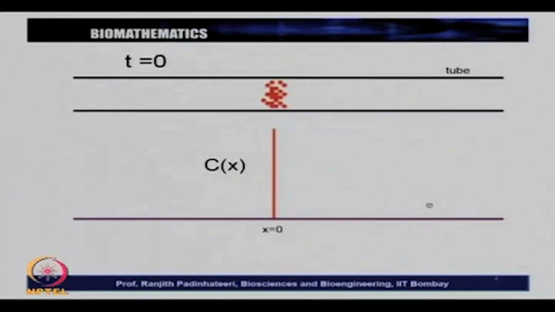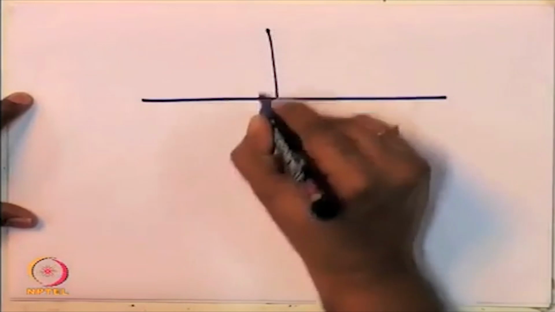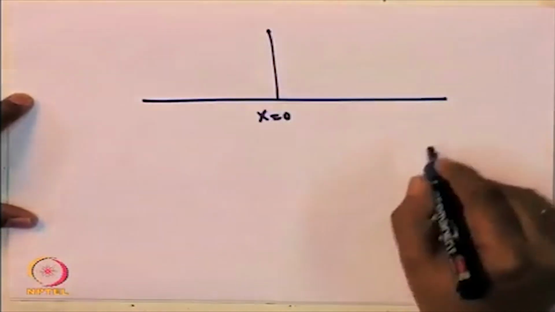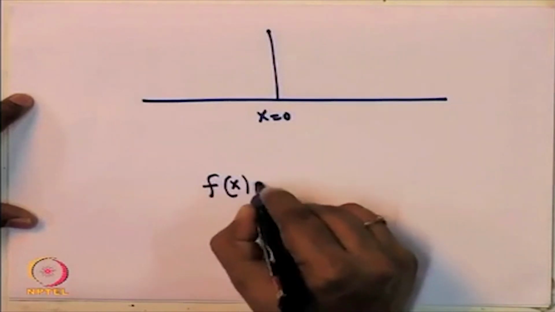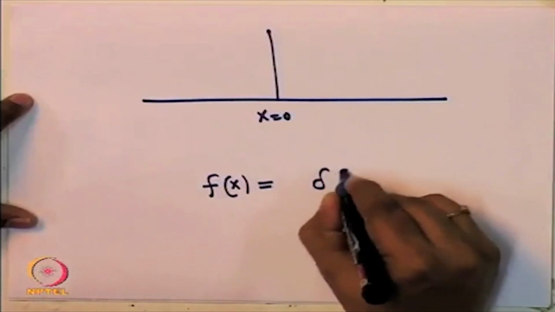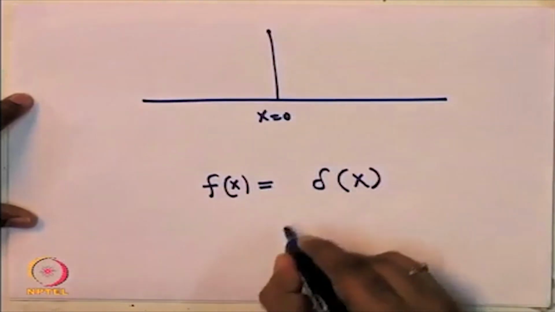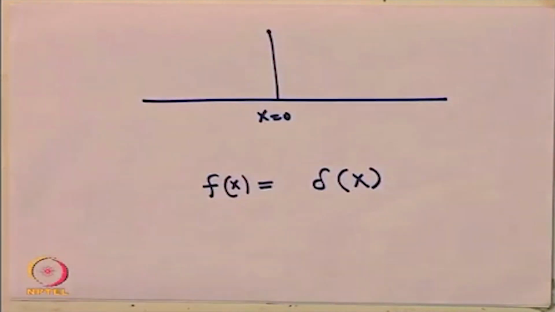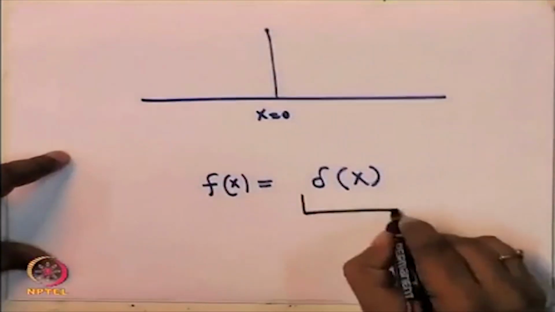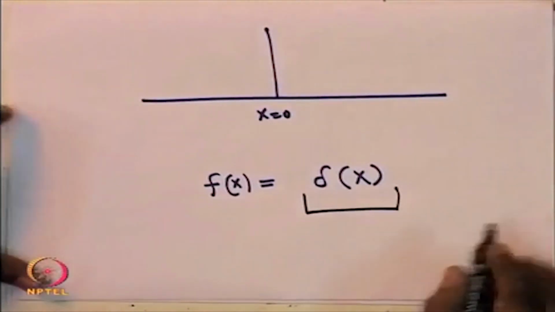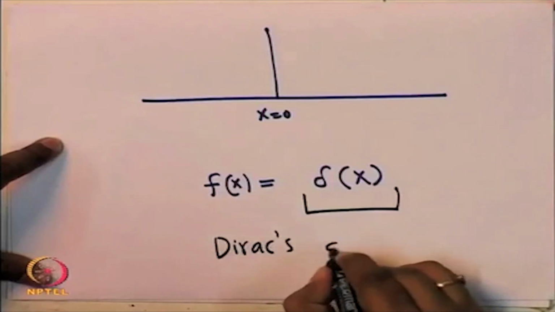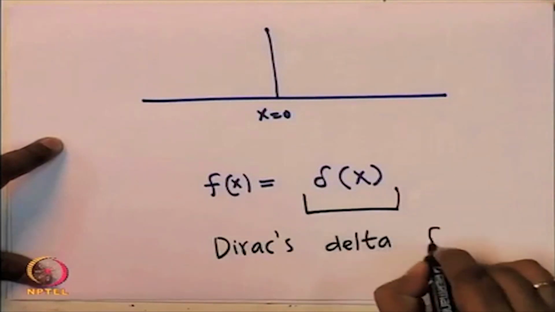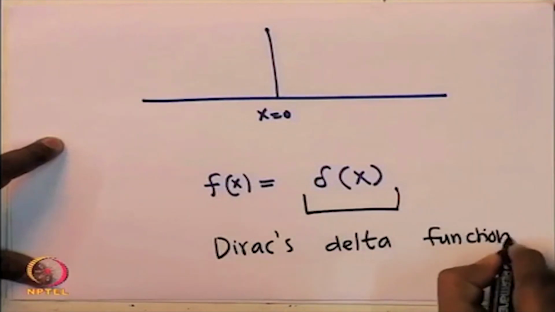The way to show this mathematically, it turns out, is that if you have x equal to 0 and you have concentration only at this particular point, this is a function that can be written as delta of x. This famous function is called, in mathematics, Dirac's delta function.